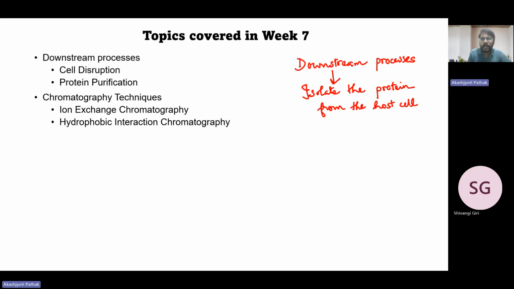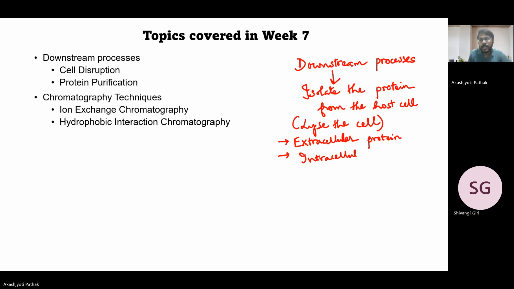There are different methods by which we can isolate the protein from the host cell. Basically, we have to lyse the cell, isn't it? So there are two cases. If it is an extracellular protein, then there is no requirement of lysing the cell. Extracellular protein means our protein is getting expressed in the media. And if it is an intracellular protein, it means the protein is expressed and present inside the bacterial cell, or inside the host cell. In that case, we need to lyse the cell first.